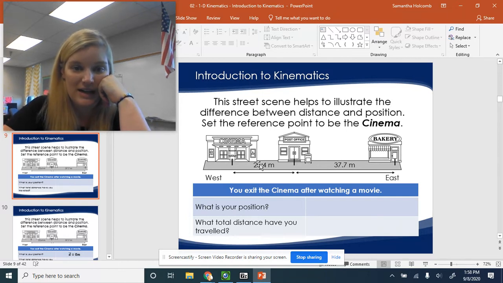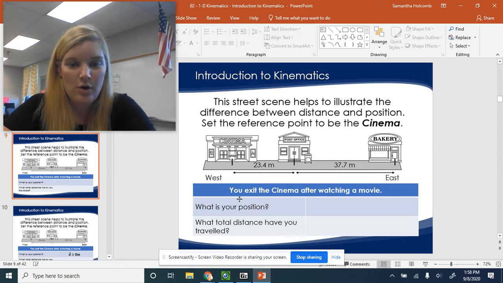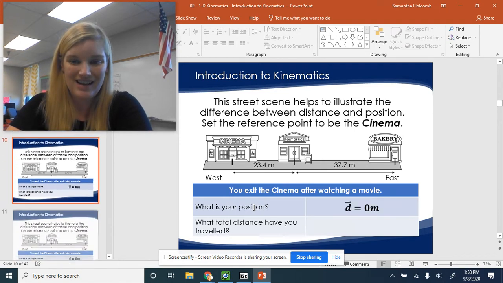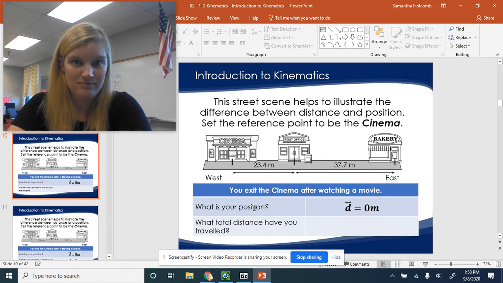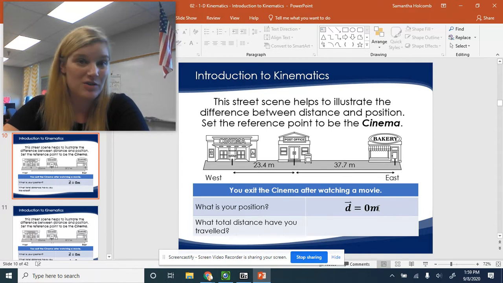So you're standing right outside of the cinema right after the movie. So what is your position? Now we're relative to the movie theater, so our position is actually just 0. But remember, we have our position including a vector. Since we're not anywhere different than our reference point, we don't actually have a direction.